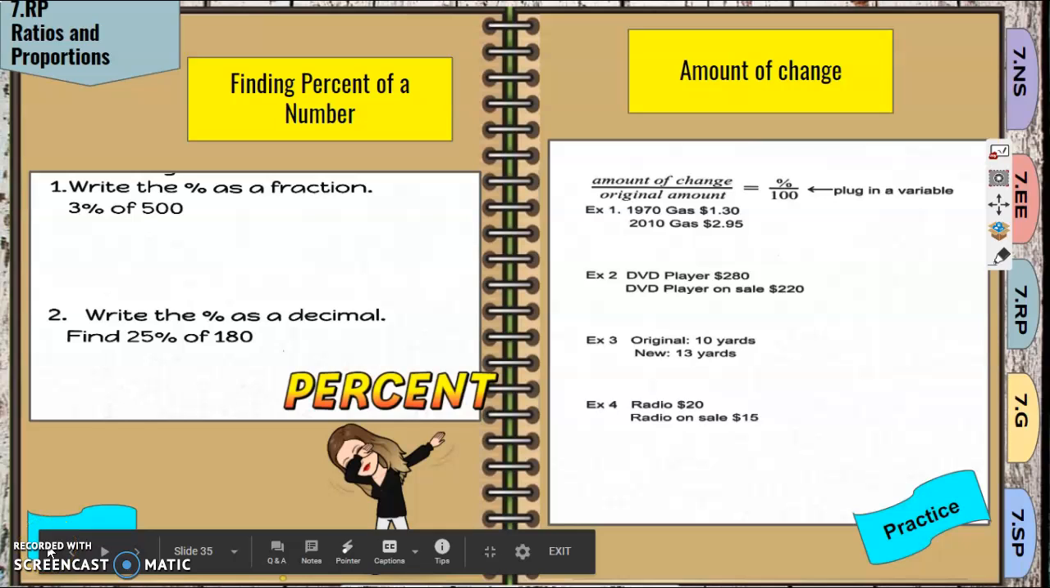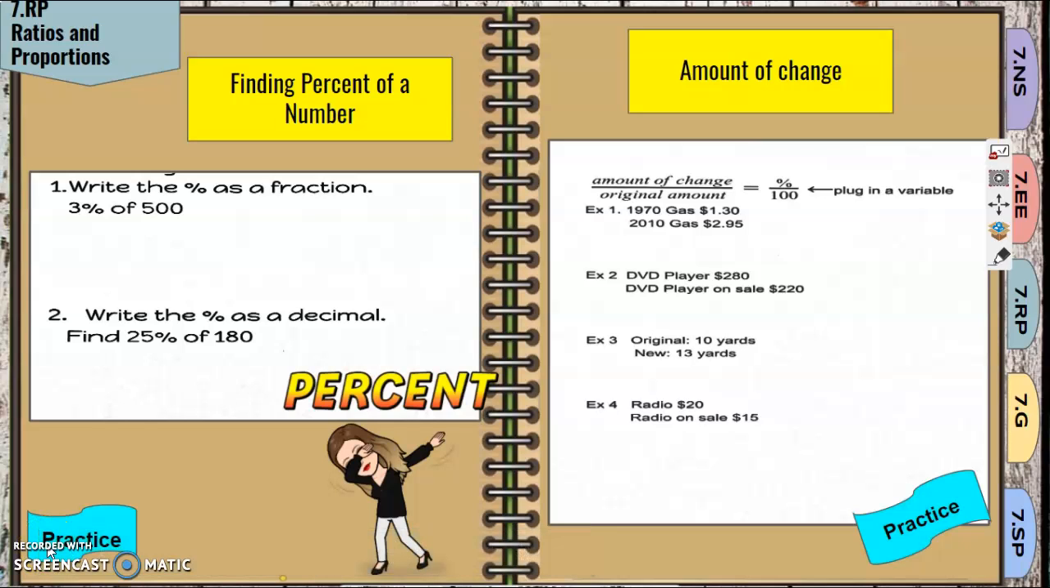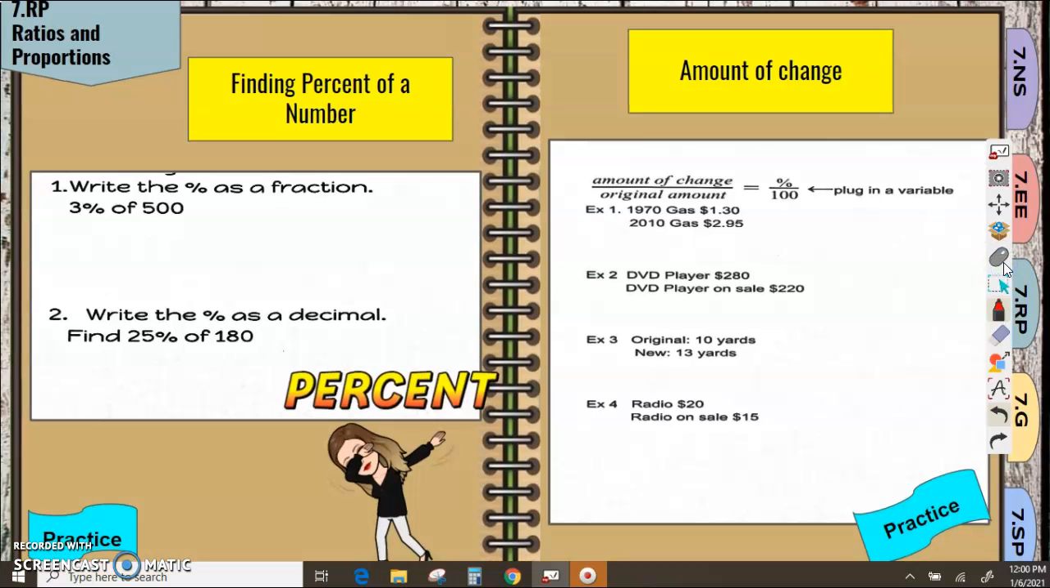All right, so we're going to talk about percent. So finding percent of a number. There's two different ways that you can find the percent of a number. You can write it as a fraction, or you can write it as a decimal. We're going to go over both ways. So to write it as a fraction, we have 3% of 500.